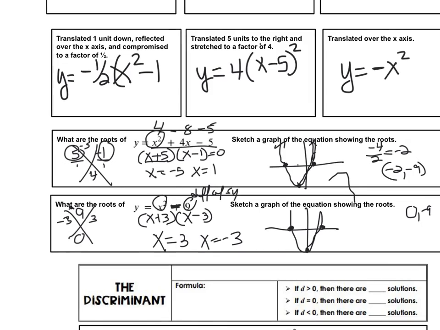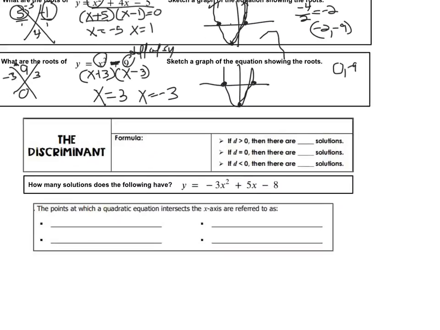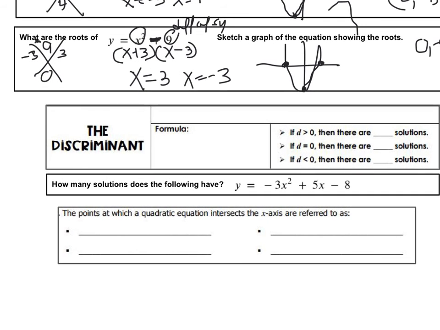Alright, so what we got on vertex form, let's look at discriminant. If you remember, discriminant is part of the quadratic. The discriminant tells you how many solutions. To find the discriminant, it's the part that's inside the radical of the quadratic formula, b squared minus 4ac, right? If the discriminant is greater than 0, then there's 2 solutions. So if it's positive, it's 2 solutions. If it's 0, then there's 1 solution. If it's negative, less than 0, then there's no solutions.